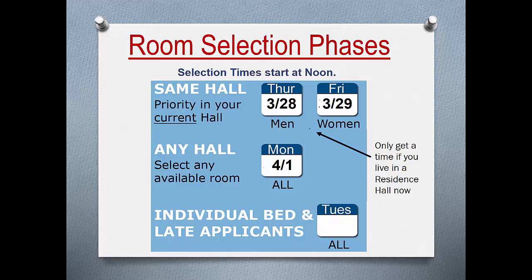During same hall selection and any hall selection, the first selection times go to students who will be 20 years and older by the first day of fall classes, and then students 19 and younger can select a room after that. Individual bed selection begins at noon on Tuesday, April 2nd.